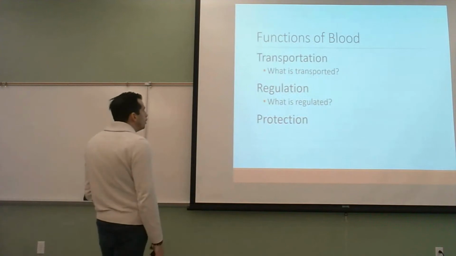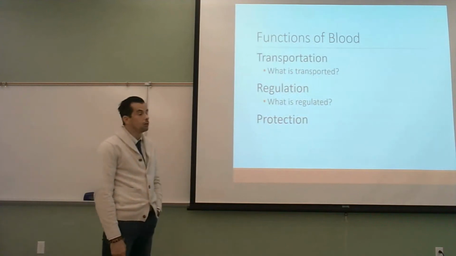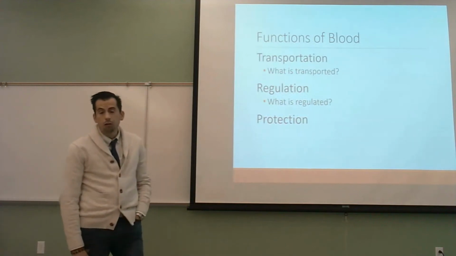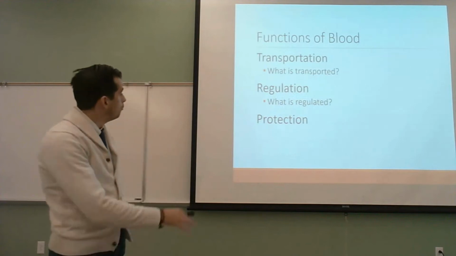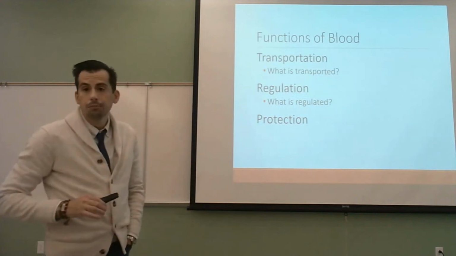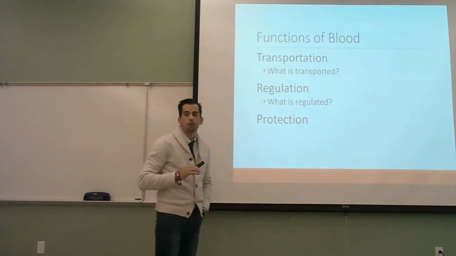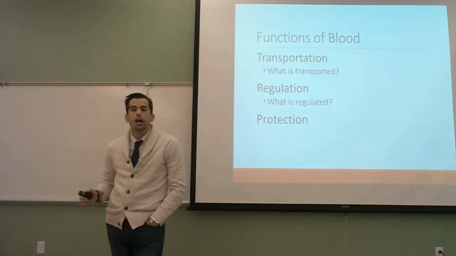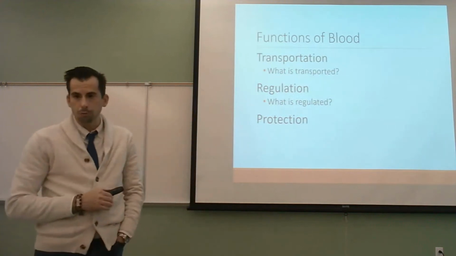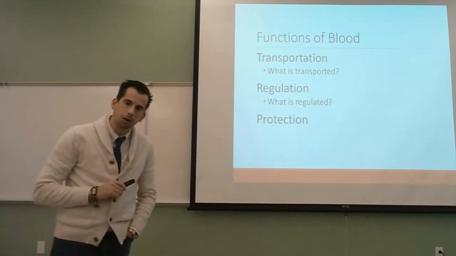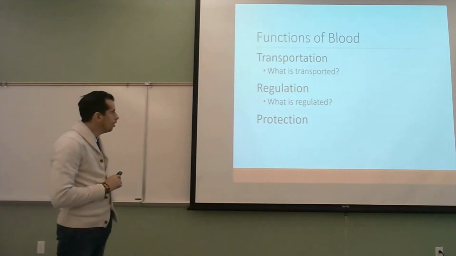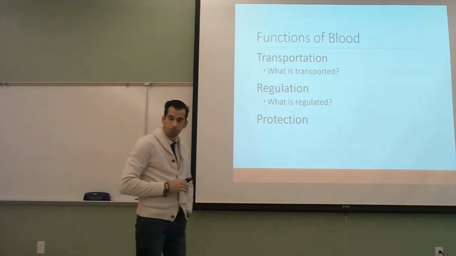When we look at the overall functions of blood, it can first appear to be a little bit convoluted and overlapping with some other functions. So when we say transportation, what exactly is being transported? We'll talk a lot about gases being transported throughout the blood, carbon dioxide and oxygen in particular. Nutrients, waste products.